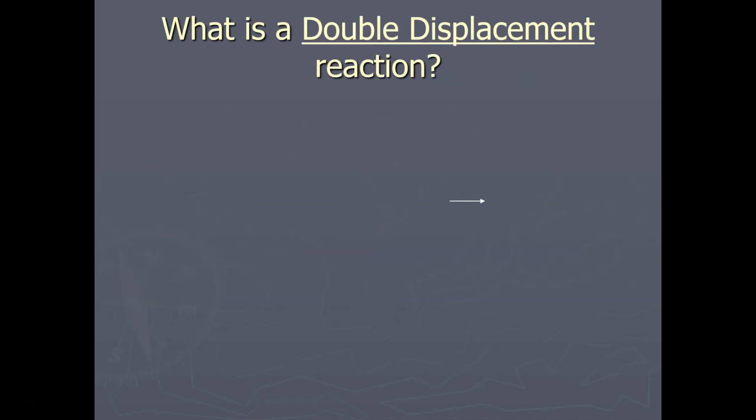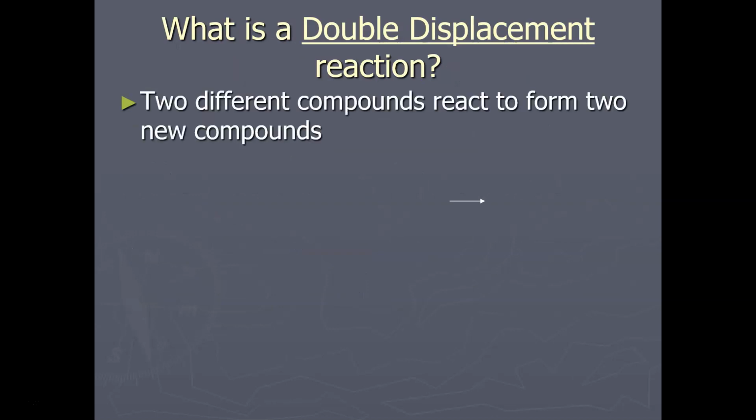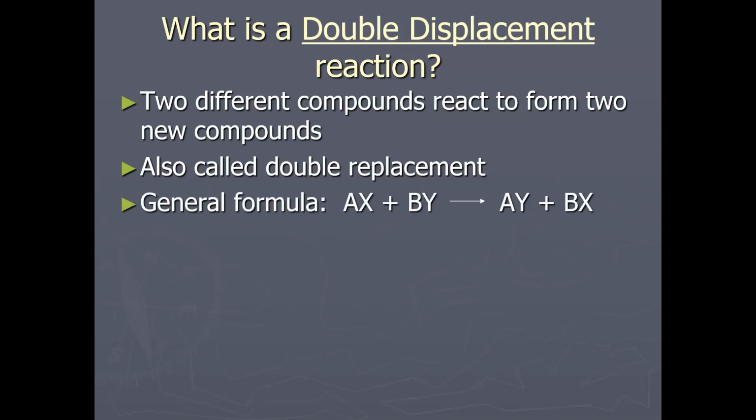So let's talk more about double displacement reactions. This is when two different compounds react to form two new compounds. Sometimes it is also called double replacement. I sort of use both. So the general formula is AX plus BY equals AY plus BX. So we started with two compounds, we finished with two compounds, but you'll notice they essentially switched partners. The Y used to be with the B, but now it's with the A, and the X used to be with the A, but now it's with the B.